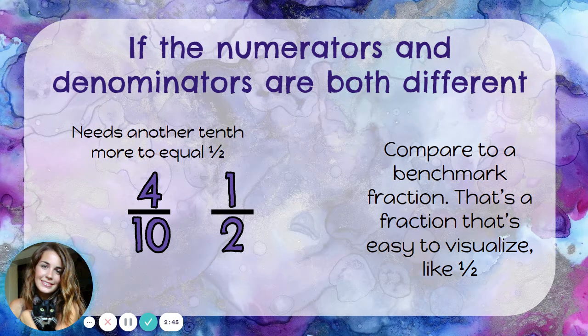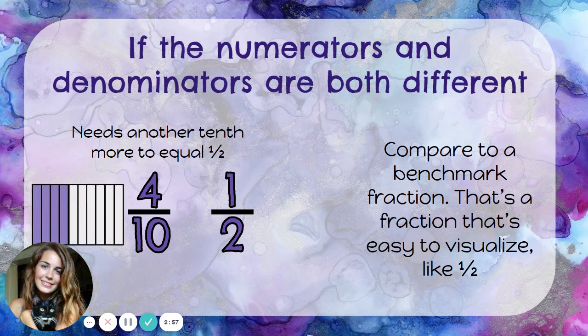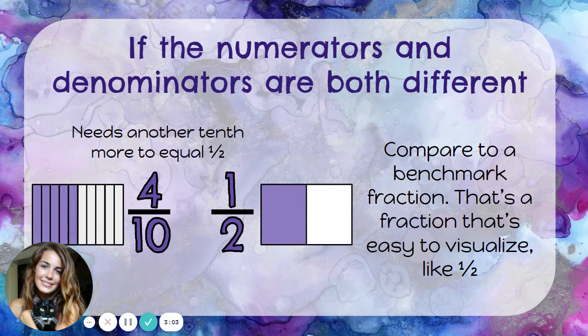When we think about 4/10, we should realize that 5/10 would be equal to 1/2. 4/10 needs another tenth more to equal 1/2. If we take a look at a picture of 4/10 and a picture of 1/2, we can see that 4/10 needs one more tenth. Now it's equal to 1/2, but we are missing that tenth. So it is a little bit less than 1/2.